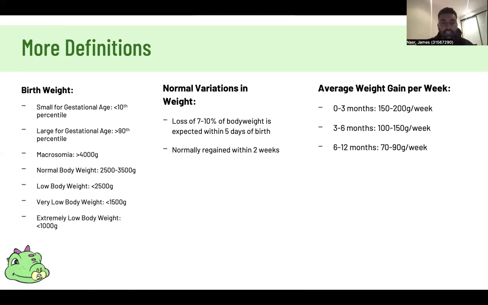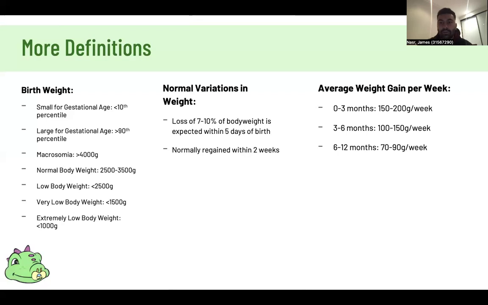Just a note that it is completely normal and actually expected for babies to lose some of their body weight when they're first born. Within the first 5 days of birth, a loss of around 7 to 10% of body weight is completely normal. But that is only normal if it's regained within the first 2 weeks. So any loss of body weight that's greater than 10%, or any loss that's not regained within the first 2 weeks, is abnormal. And you'd have to consider issues with feeding or issues with metabolism.